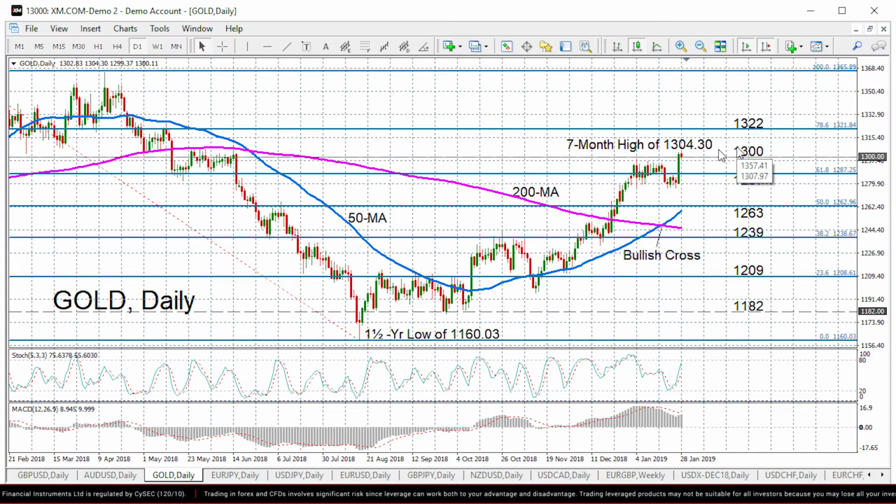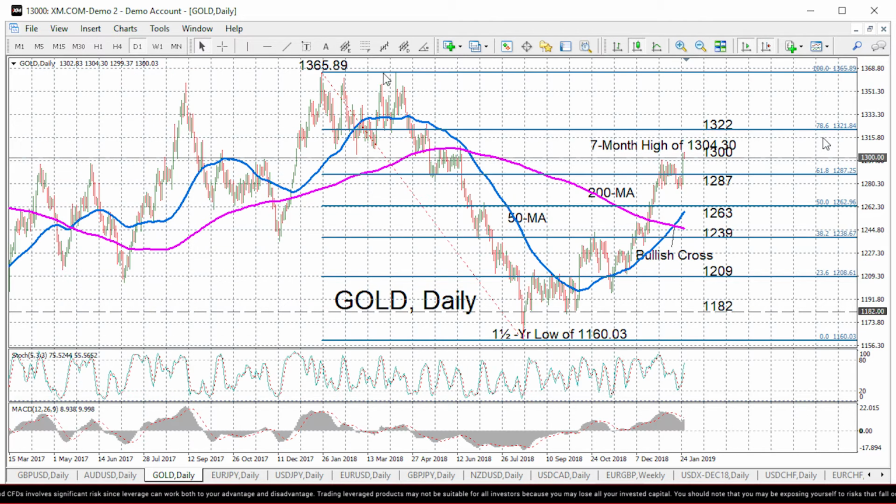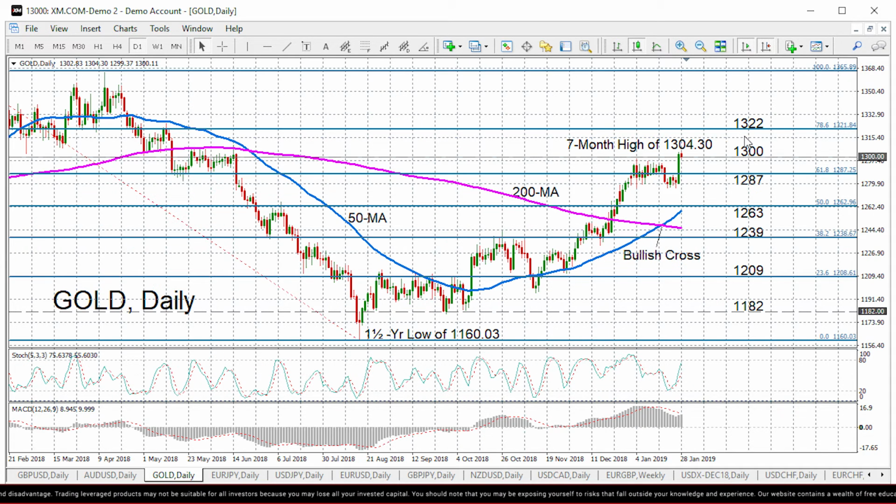If you do see additional gains in the coming days, the next resistance would likely come from the 78.6% Fibonacci extension of the down leg from 1,365.89 to 1,160.03. So that's around 1,322. Above that, the 1,365 level could be the next target, and it would also strengthen the positive medium-term picture.